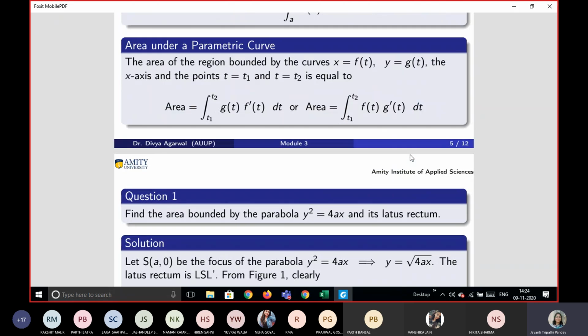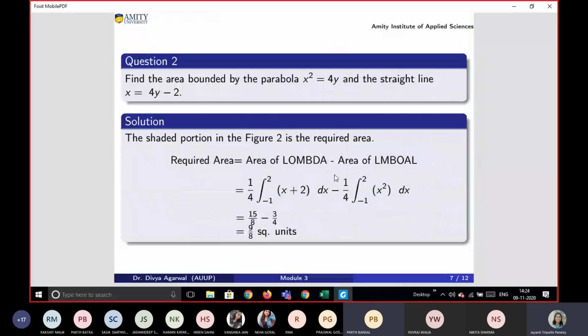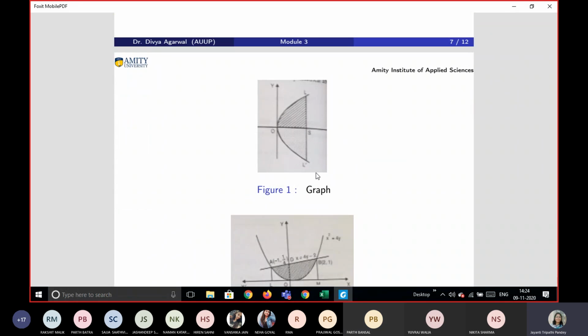Now this is a very easy one, just a warm-up question. Find the area bounded by the parabola and its latus rectum. What is latus rectum? Anyone? You have read it? Ma'am, it is something like a length of 4a. The line that passes through the focus. Yes, the line that passes through the focus and is perpendicular to the axis. Right? The line should be perpendicular to the axis.